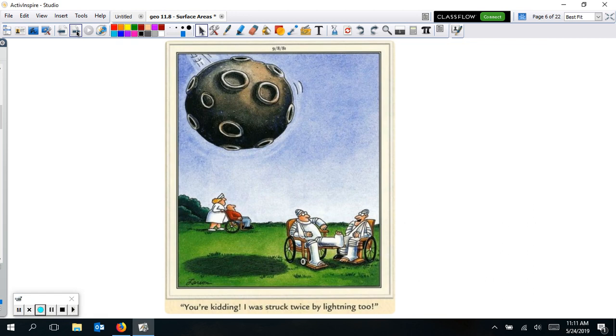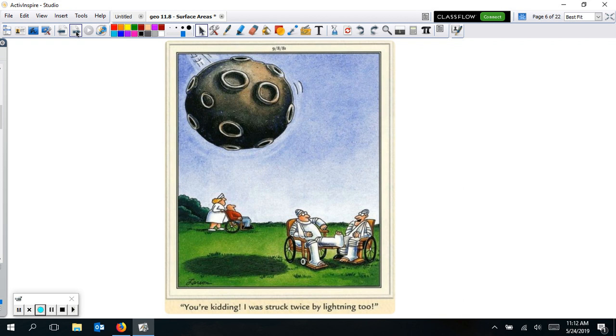And here's another Far Side cartoon. "You're kidding! I was struck twice by lightning too." There's a big asteroid coming in to crush them, it looks like. So I've got a sphere on this Far Side. You can see the asteroid in the shape of a sphere coming from outer space. So these two guys are probably the most unlucky guys of all.